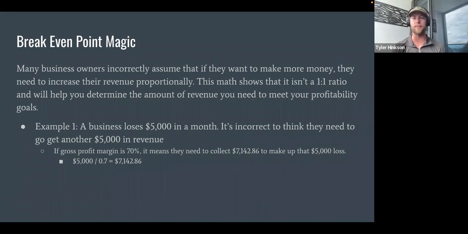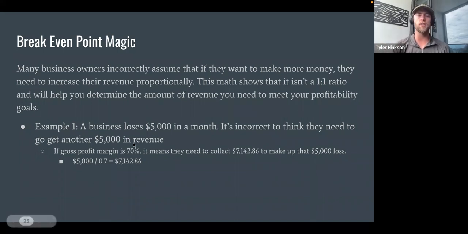A business loses $5,000 in a month. What this means is that it's incorrect to think that they just need to go get another $5,000 in revenue. So with the following assumptions, if the gross profit margin for this business is 70%, the question is, how much revenue do they actually need to do to not lose $5,000 the next month? Assuming that the $5,000 was not a one-off thing, assuming that this is a regular recurring loss.